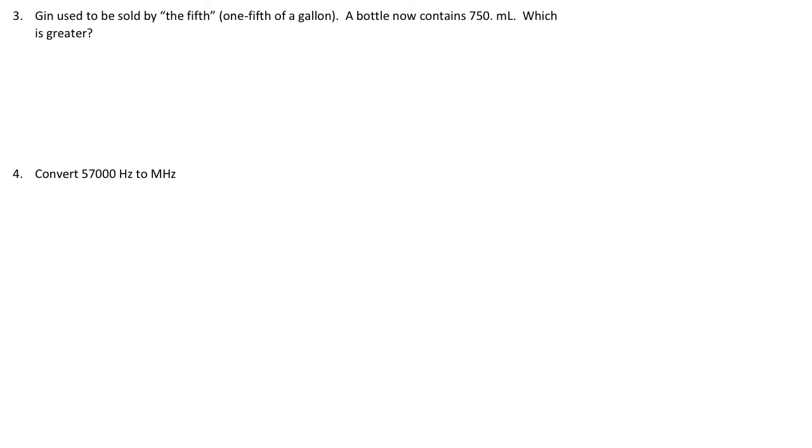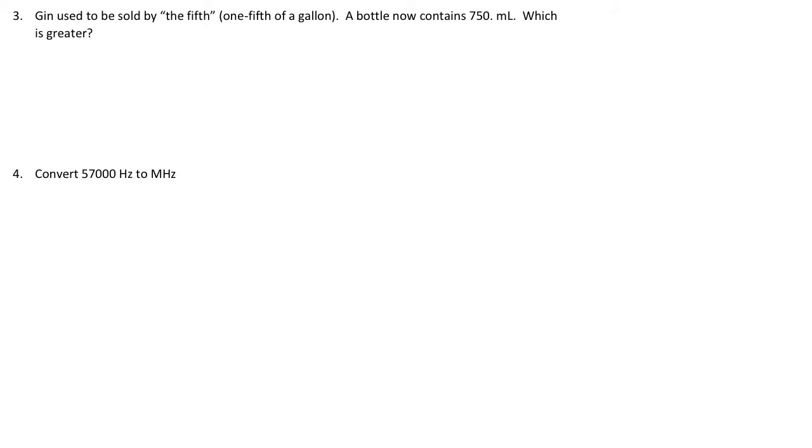Now a bottle contains, instead of being fractions of a gallon, they're in liters or milliliters. And so a bottle now, of a similar size, would be 750 milliliters. So which one actually has more gin in it? Is it the fifth, which is 1/5 of a gallon, or is it the 750 milliliter size?